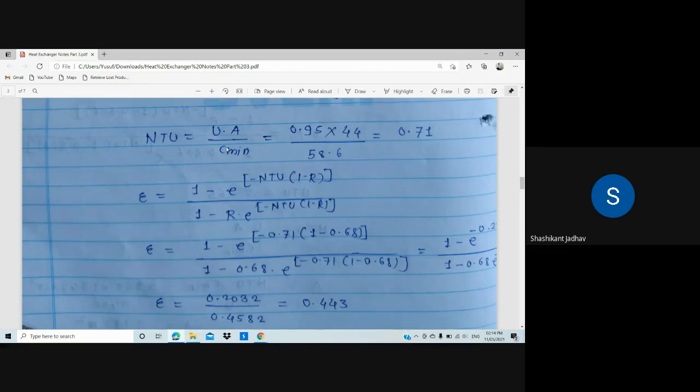And similarly, what is the other equation for the effectiveness for the cold fluid? We are using effectiveness is equal to CC into bracket TC2 minus TC1 divided by C minimum into bracket TH1 minus TC1. So in that equation the only unknown quantity is TC2. So by putting the values into this equation we get the value of TC2.